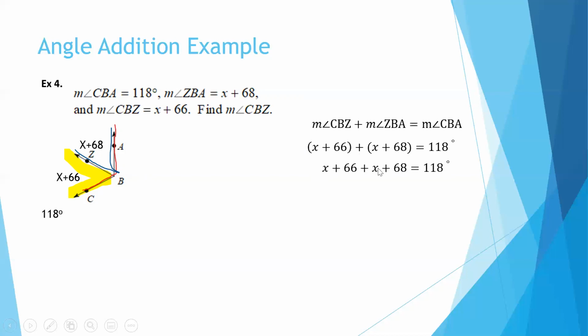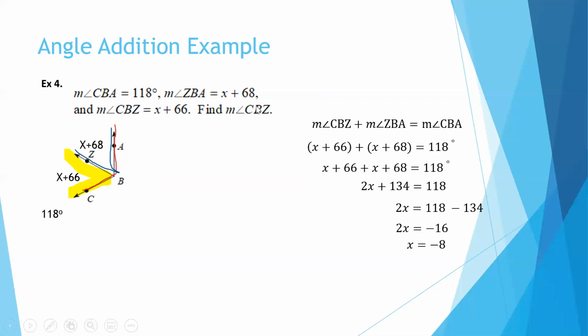Okay, we get rid of our parentheses and get ready to combine our like terms. So we have 2x plus 134 is equal to 118. So let's move 134 to the other side by making it minus. So we have 2x is equal to negative 16. We divide that by 2, and we have x is equal to negative 8.